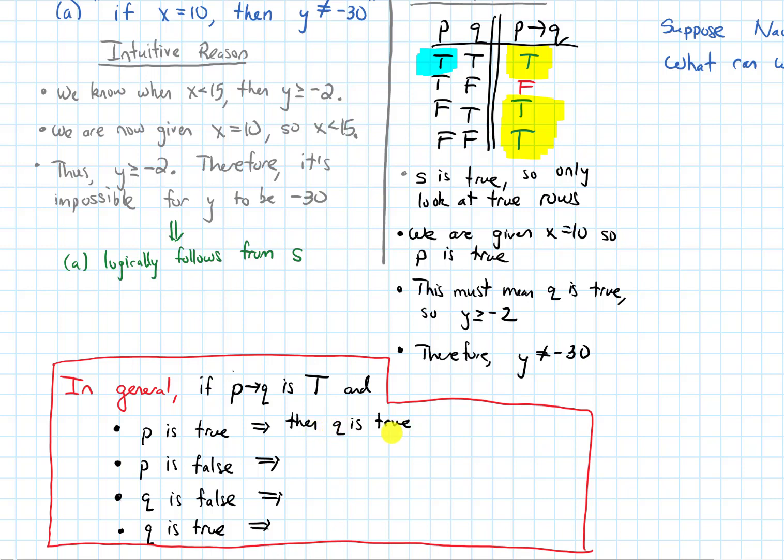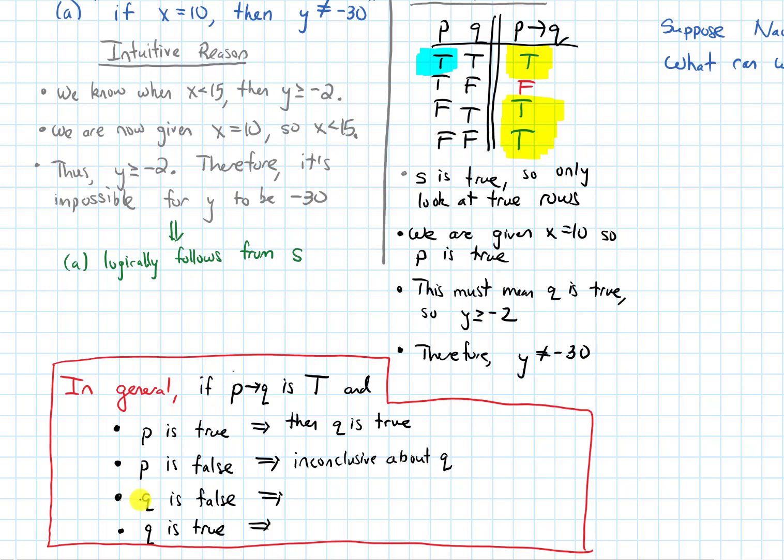On the other hand, if P is false, that could either mean I'm in the third row or the fourth row. And in that case, I can't tell whether Q is true or false. Q could be true or Q could be false. So we are inconclusive about Q.